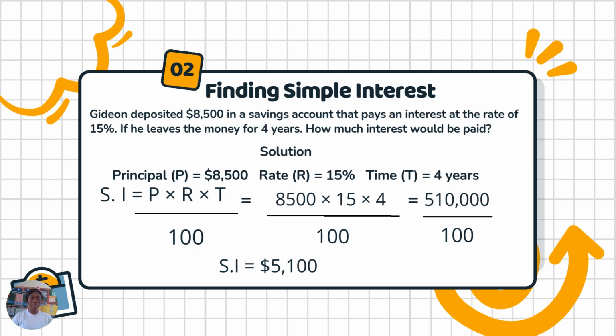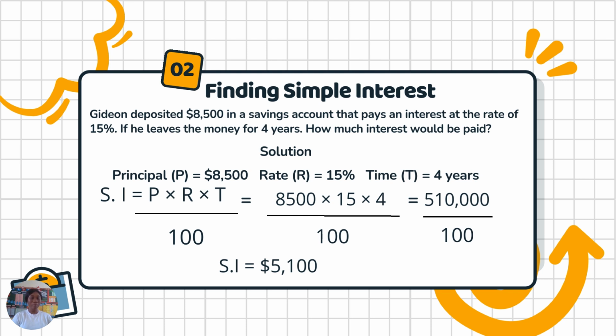The second example now. Gideon deposited $8,500 in a savings account, and they decided to pay him an interest of 15%. Now, if he leaves the money for 4 years, at the end of 4 years, how much would he be walking away with? So he went to the bank to deposit 8,500, and the bank said they are going to give him 15%. He dropped that 8,500 with the bank for 4 years. After 4 years, how much extra would he be walking out of the bank with?